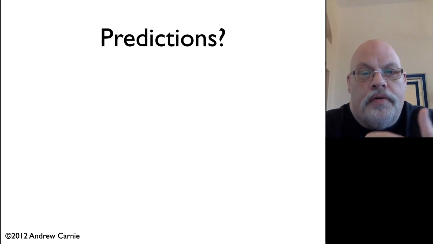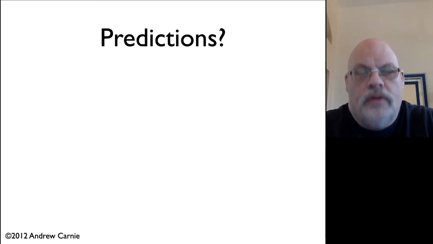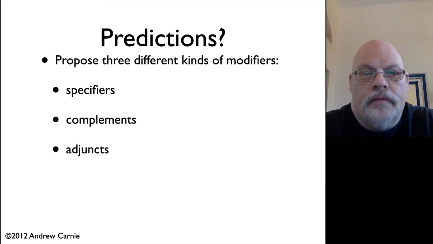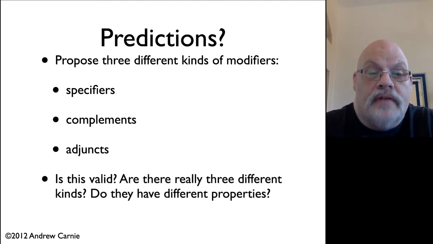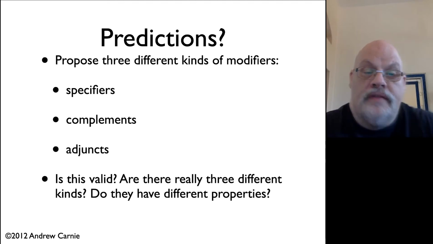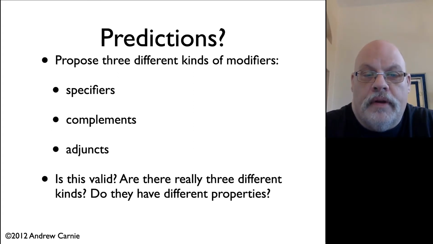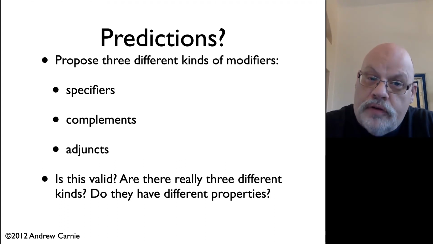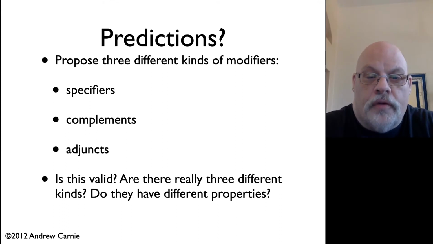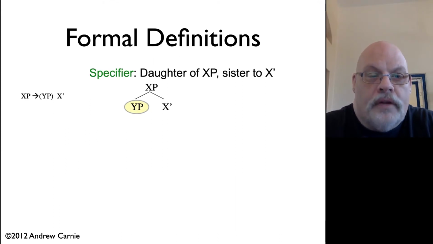So what are the predictions of these rules? What do these rules predict about structure? It proposes that there are really 3 different kinds of modifiers. There are specifiers, there are complements, and there are adjuncts. But we can legitimately ask the question, is this prediction correct? Is it correct that we can distinguish among these modifier types? But we're going to leave specifiers aside for the moment and concentrate on complements and adjuncts and see whether or not they really do have different properties from one another, because they are introduced by different rules and have different structural properties. So here's some formal definitions.